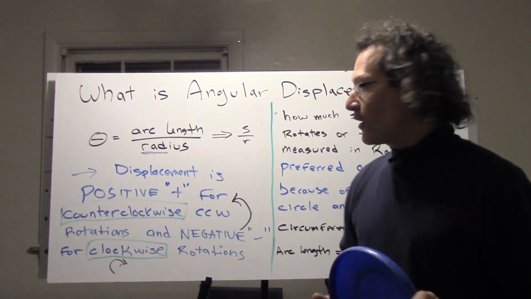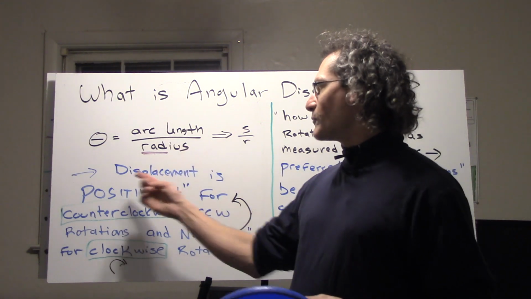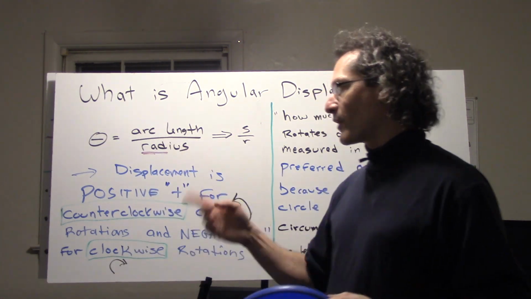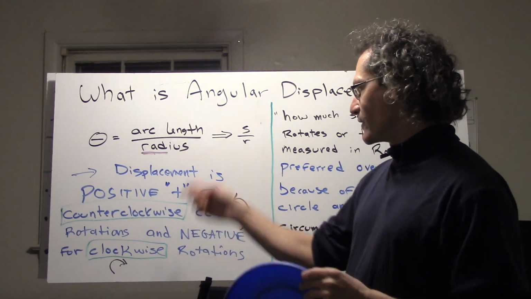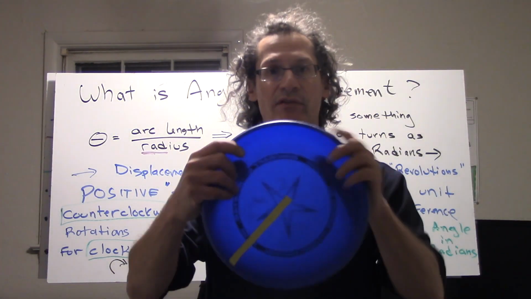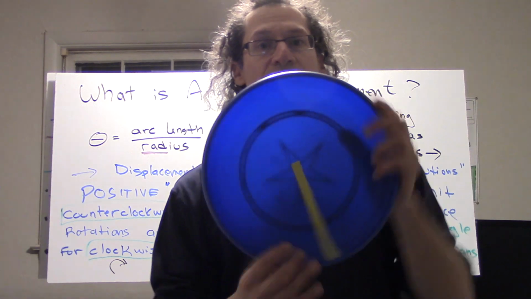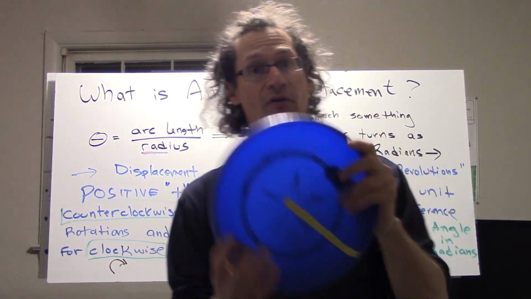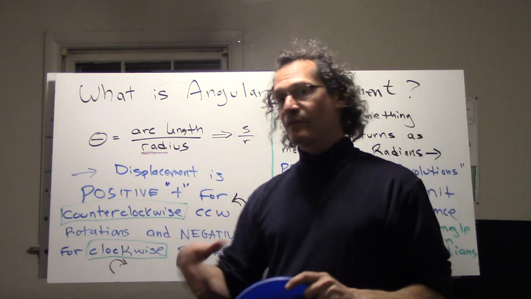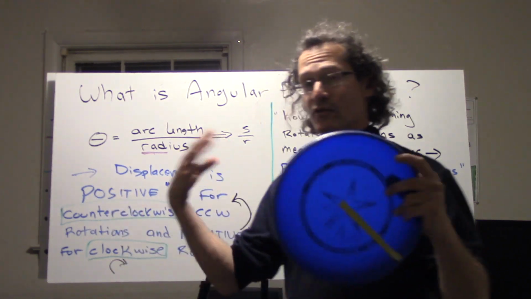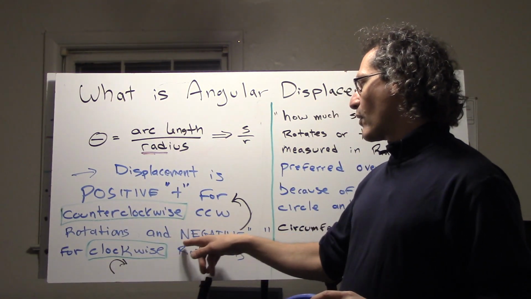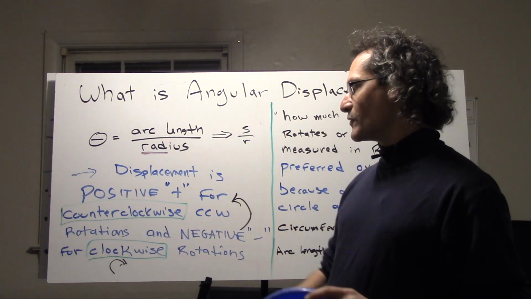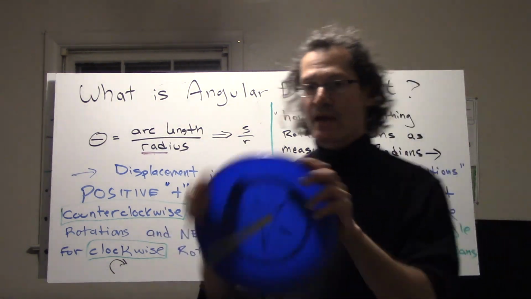There's a convention also in terms of rotation. Displacement is positive for counterclockwise (CCW) rotation, so that's this direction. So if I rotate like this, that would be considered positive, okay? We're going to stick with this convention, even though, yes, they could be arbitrary. Your book does go with this convention, and that's what we're going to do. Rotations that are negative are considered to be clockwise rotations, and that would be in this direction over here.